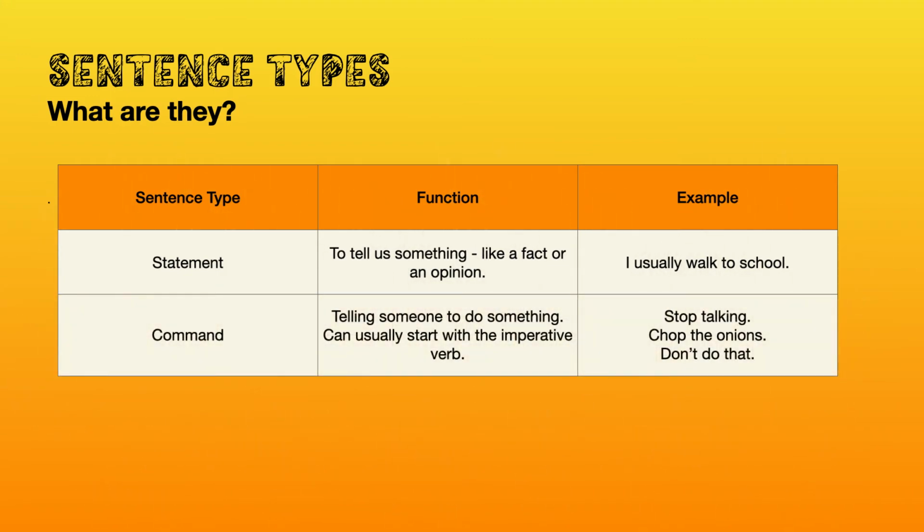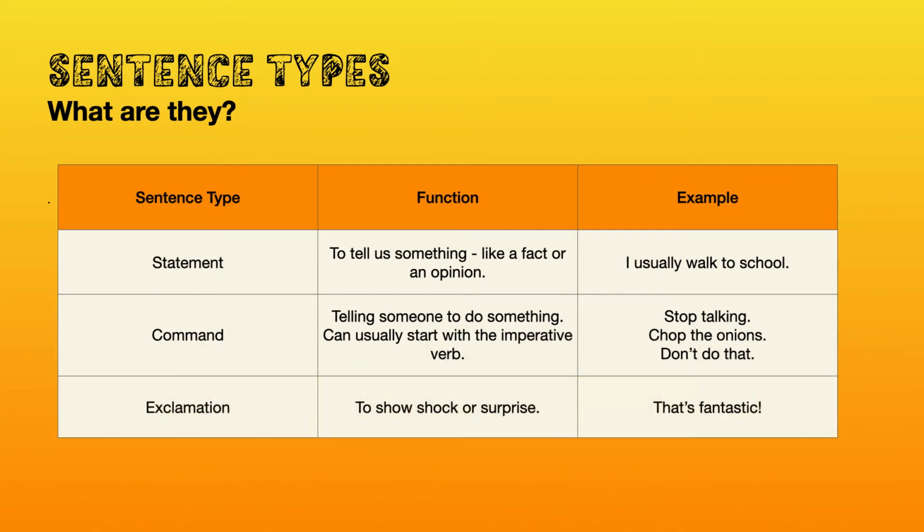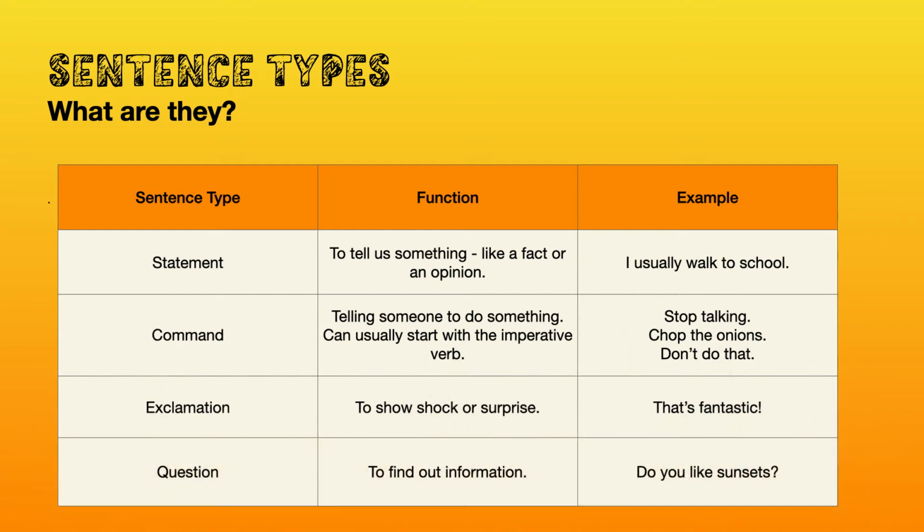A command is when you tell someone to do something. Stop talking, chop the onions, don't do that. So the command is quite a bossy type of sentence. An exclamation will always end in an exclamation mark and it's used to show shock or surprise. And a question is used to find out information and it always ends in a question mark. Again, you may wish to pause the video here and take a screenshot and add it into your OneNote for future. Once you've done that though, then can you please complete the sentence types activity on your Teams assignment worksheet.